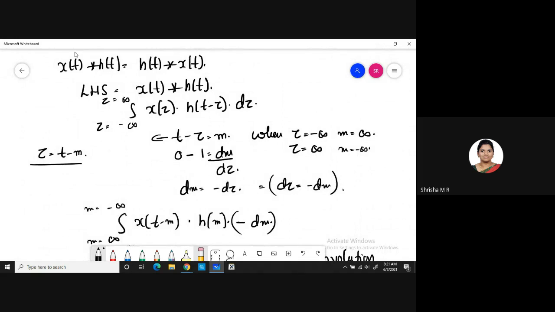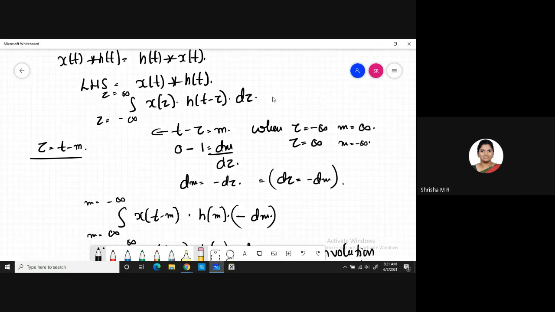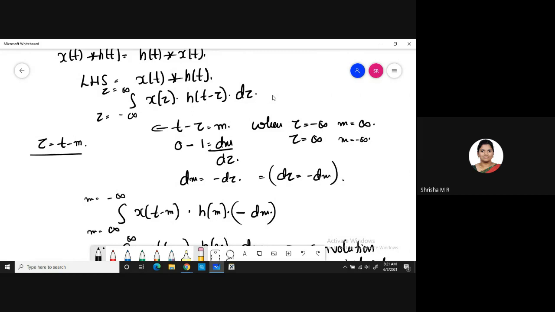So we have taken the LHS and are trying to prove the RHS. The LHS is x of t convolved with h of t. So you have the integral with limits from tau equal to minus infinity to infinity x of tau into h of t minus tau into d tau. What we are doing is similar to our previous convolution sum. We are trying to make t minus tau equal to m, some new variable. So when tau is minus infinity, m becomes infinity. When tau is infinity, m becomes minus infinity.